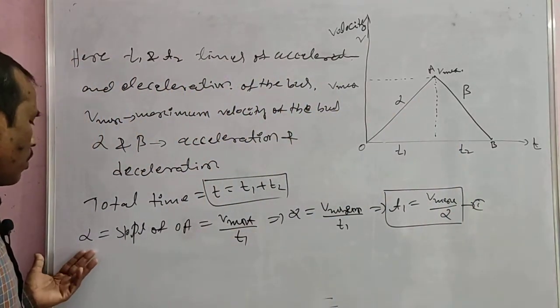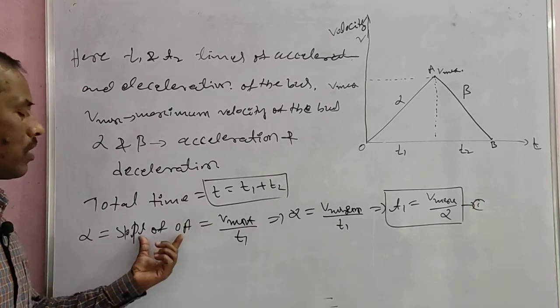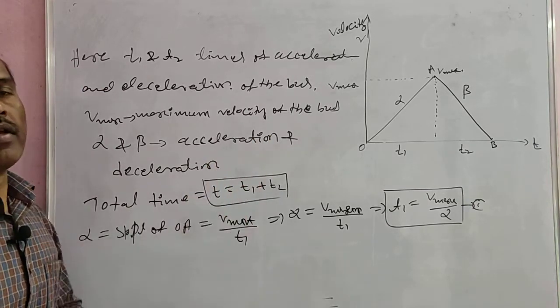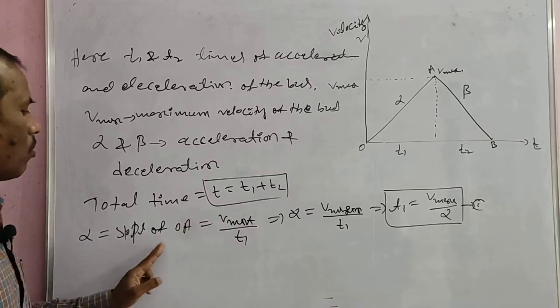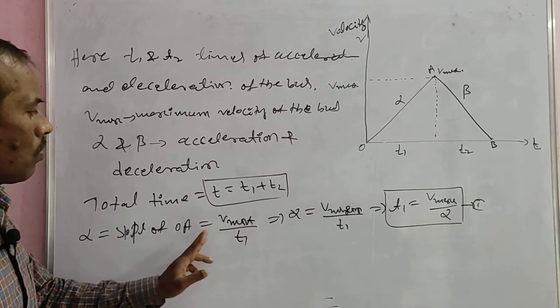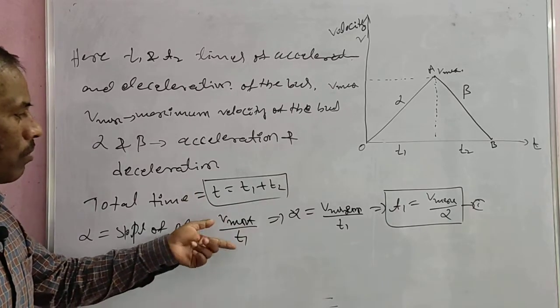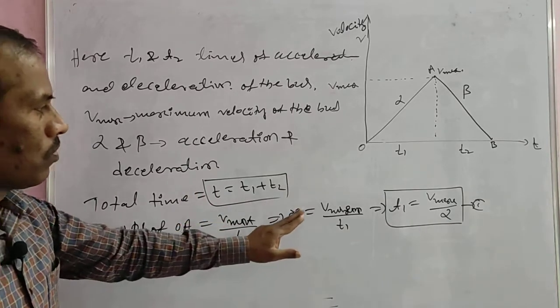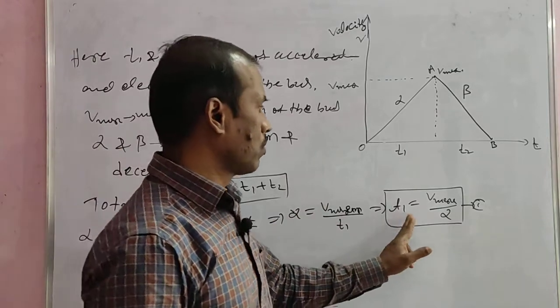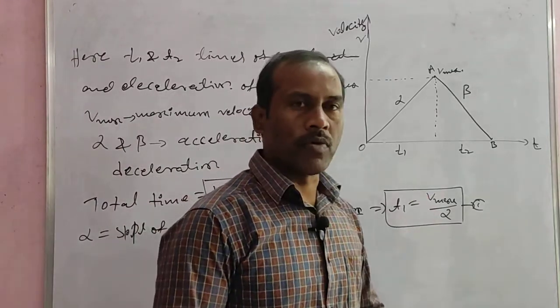Once again, alpha is equal to the slope of AB, which is a straight line. So the slope of OA, according to the velocity-time graph, is velocity by time. That is, alpha is equal to maximum velocity by time. So time is equal to maximum velocity by the positive acceleration.